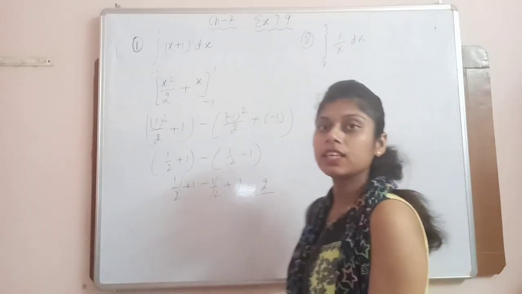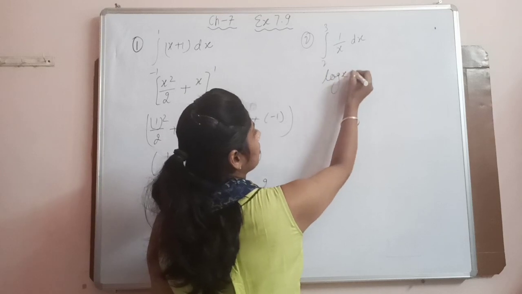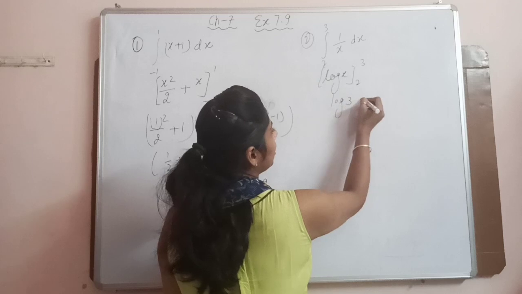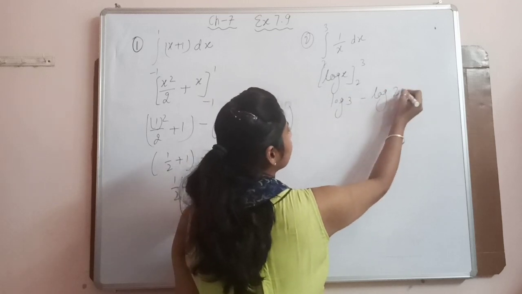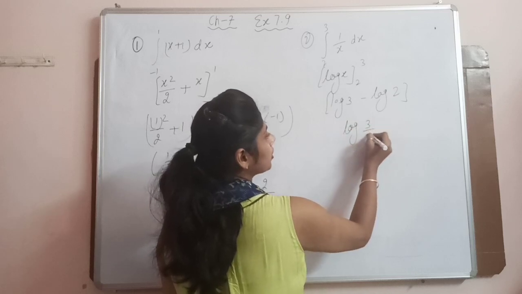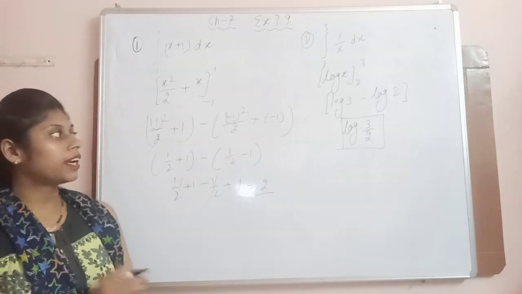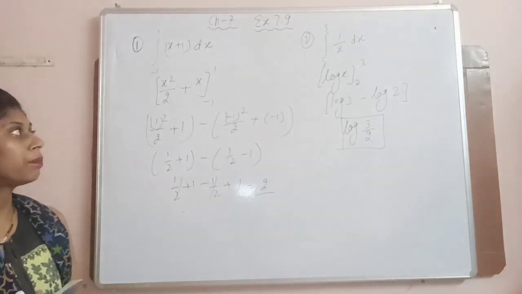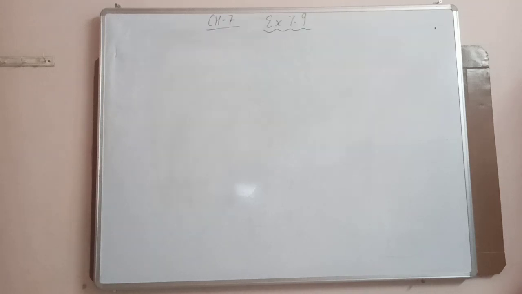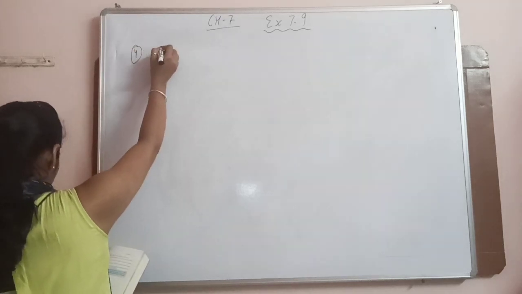Firstly, what is the integration of 1 by x? Integration of 1 by x is log x. Now put limits: log of 3 minus log of 2. So apply the property of log, log of 3 by 2. So this is our answer. Here, firstly take the integration, then solve by putting the limits. Next question, number 3 is the same. Next we will do question number 4.